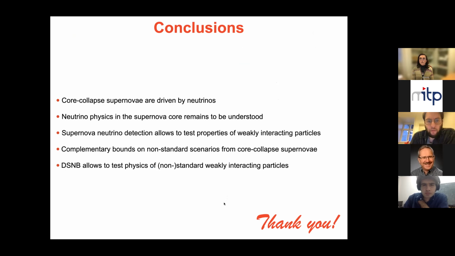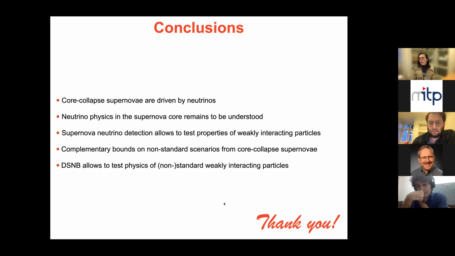So this brings me to my conclusions. Supernovae are driven by weakly interacting particles such as neutrinos. Still, the physics related to neutrinos remains to be understood for what concerns the core of the supernova, but by detecting neutrinos, we have a very strong probe to test the physics of weakly interacting particles, both standard and non-standard.